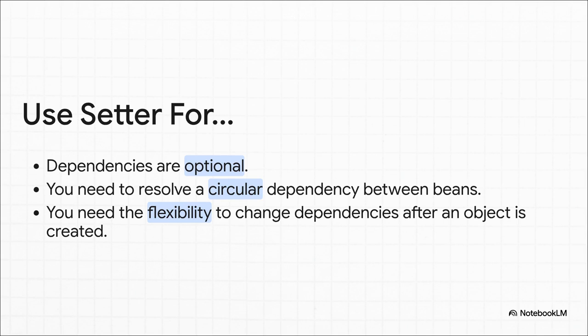Okay, but what about setter injection? When should you reach for that? Well, it's perfect for any dependency that's optional. Things that your object can use but doesn't absolutely need to function. And, like we just talked about, it's your get-out-of-jail-free card for those tricky circular dependencies. Basically, anytime you need flexibility more than you need that upfront guarantee, setter injection is your friend.